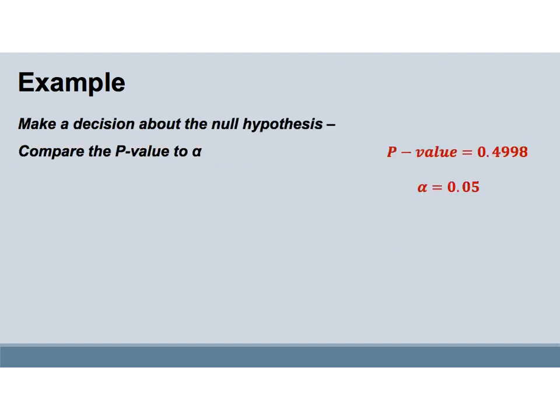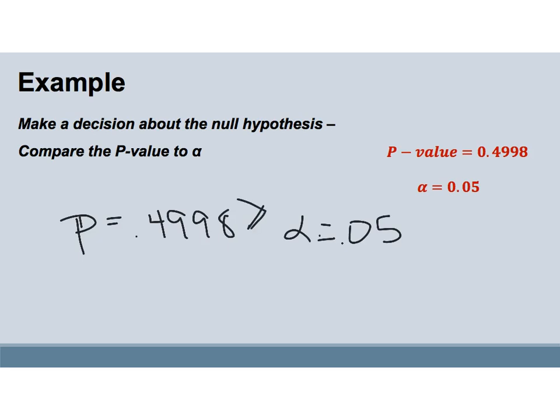A decision. This we go right back to what we did in 8. So my P is 0.4998. My alpha is 0.05. That is less than, no. I must be getting tired. That is greater than, so 0.4998 is greater than 0.05. So I would fail to reject the null.